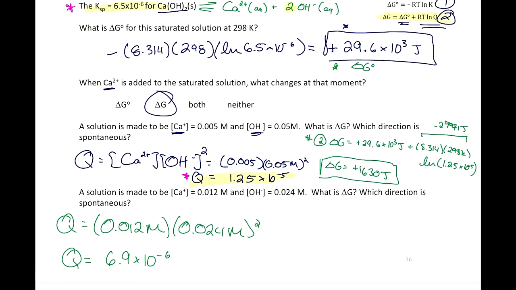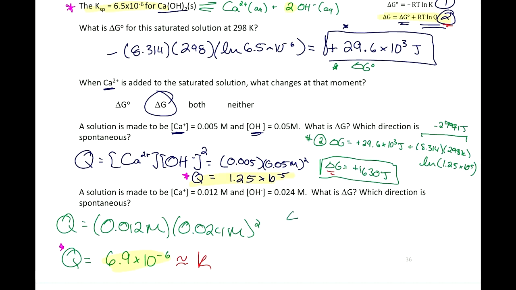All right, so let's compare this Q to K. They're basically the same number. I mean, Q is just a tiny, tiny smidge bigger, but they're basically the same number. So what does that mean? If this was Le Chatelier's principle, if Q is equal to K, what does that mean? Is the system going to shift left? Is it going to shift right? It's already at equilibrium, so there's no shift. So let's prove it now. If we do this calculation, we're going to shove this number back into our second equation, our delta G equation, that second one.